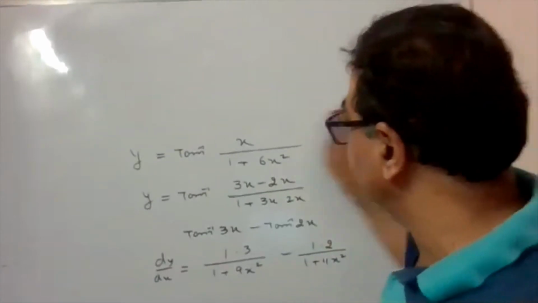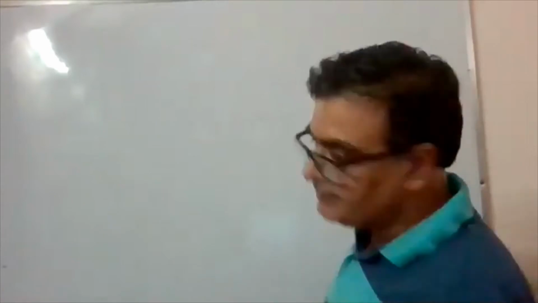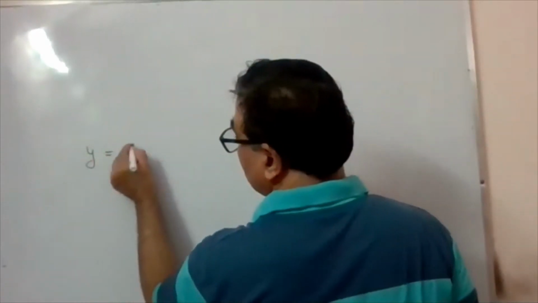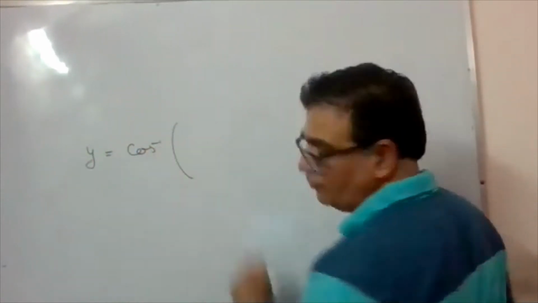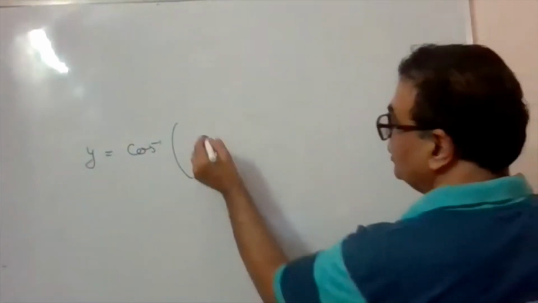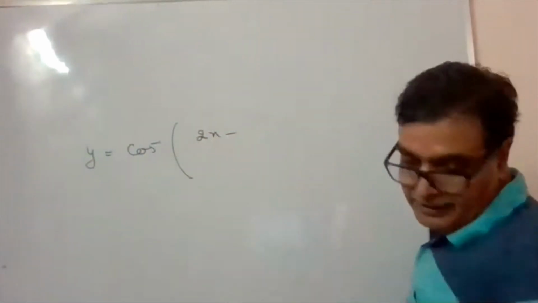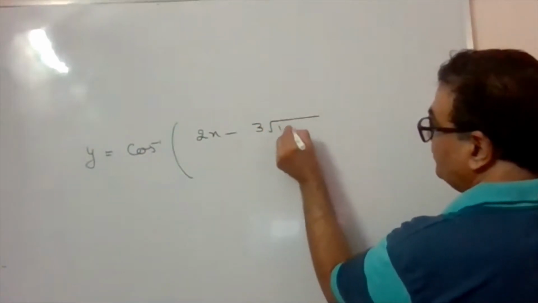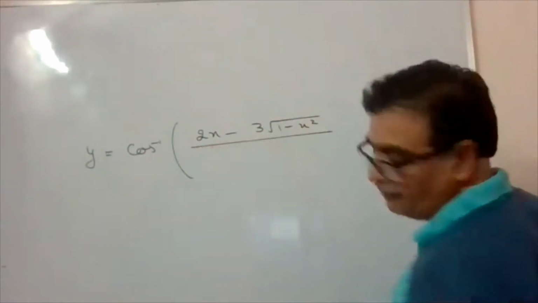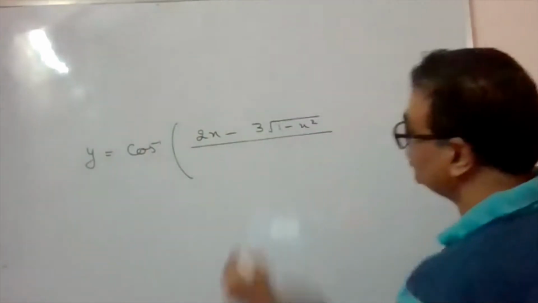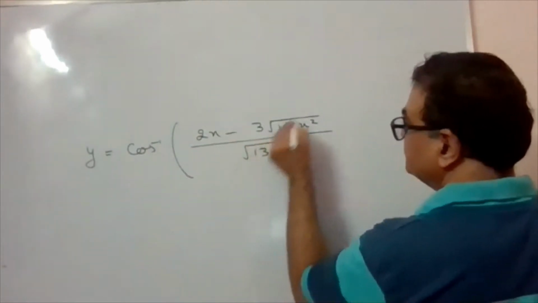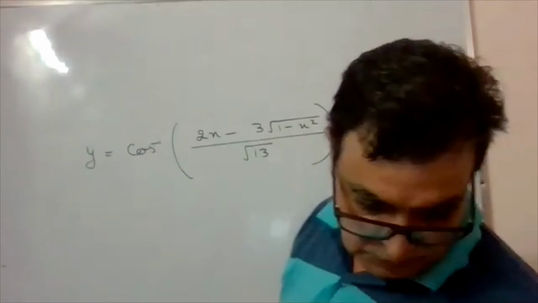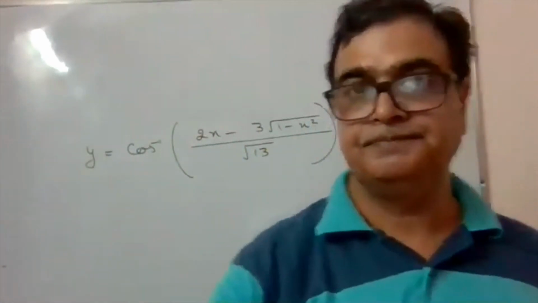Another question, please. y is equal to cos inverse of 2x minus 3 under root 1 minus x square, whole divided by root 13. The question is to differentiate it.